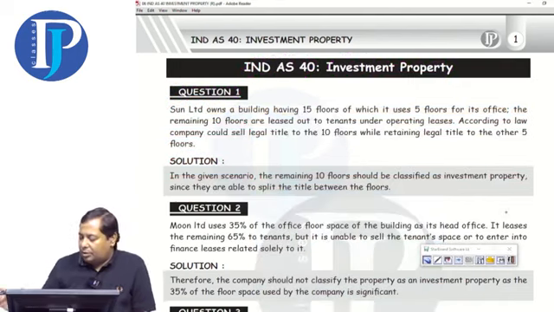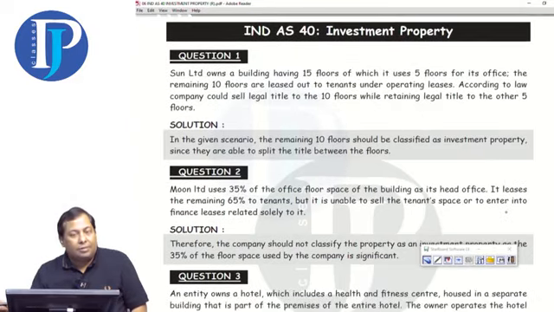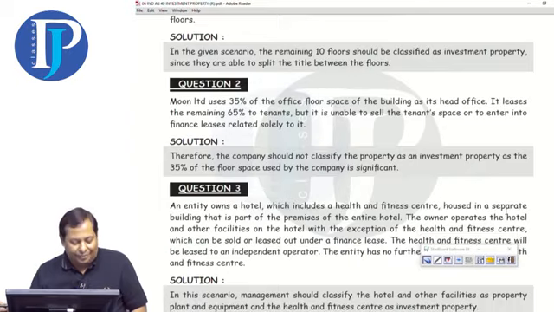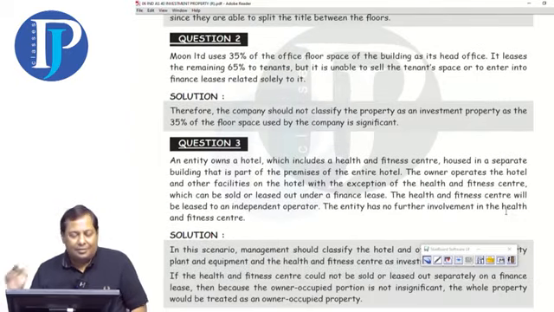What are you saying, sir? Keep the concept in mind and forget about the question because it won't come in the exam. This is the statement.